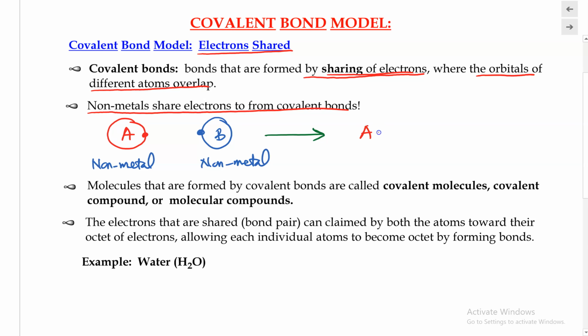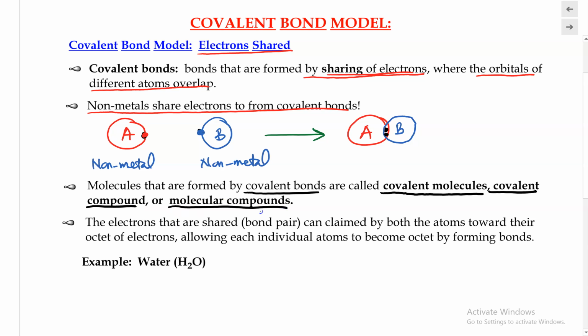So when atom A takes an electron and shares that with atom B, the orbitals of these two atoms right here will be overlapping together. And now the two electrons that they have will be shared between them. And that produces that bond right there. So molecules that are produced by covalent bonds are then called covalent molecules, or covalent compounds in case it happens to be a compound, or molecular compounds.